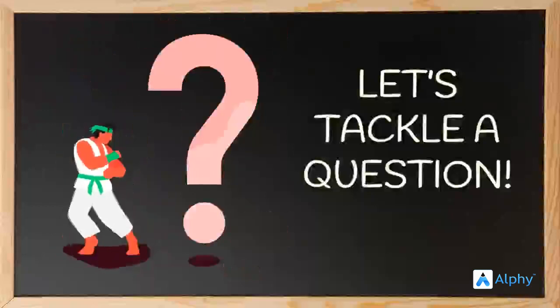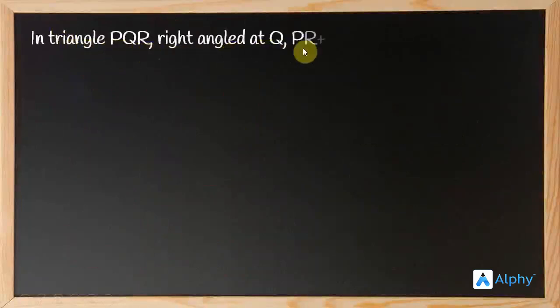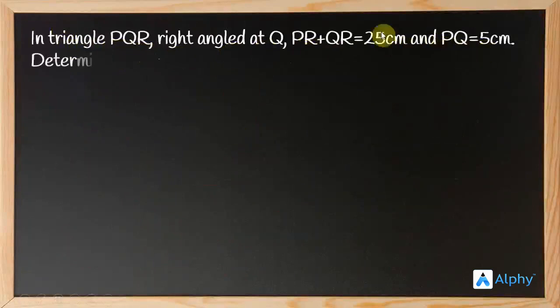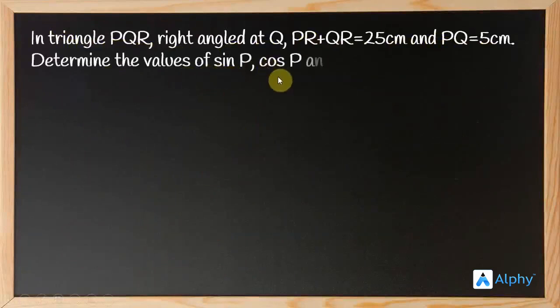Alright guys, so the question is, in triangle PQR, right angled at Q, PR plus QR equals 25 cm and PQ equals 5 cm. Determine the values of sin P, cos P and tan P.